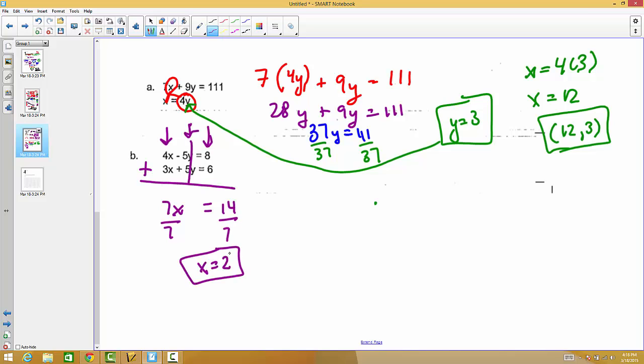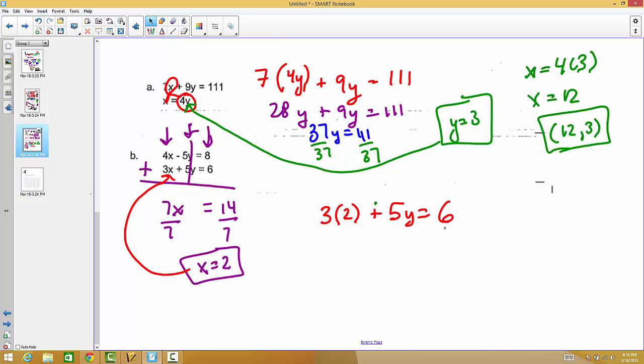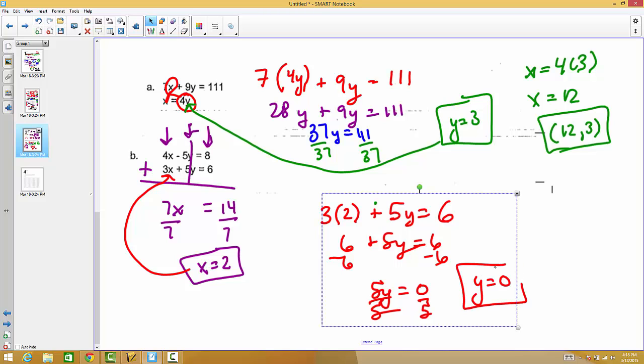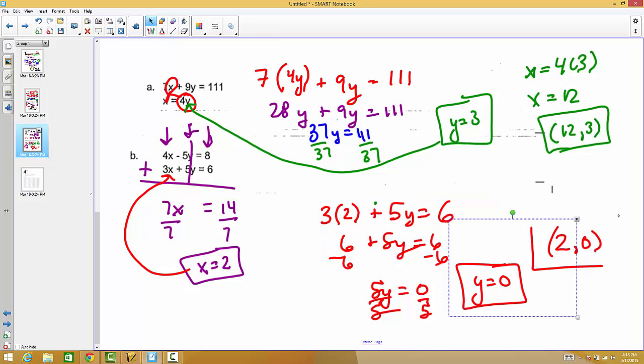And then once you have your x, you need to go back in and solve for y. To me, the bottom one looks easier just because there's no minuses, so there's no chance in messing up a negative. 3, and then instead of x, you're substituting the 2, plus 5y equals 6. So 6 plus 5y equals 6, and then you are going to subtract 6. So 5y is 0, and then you are going to divide by 5 to get the numbers together. So y equals 0. 0 divided by anything is 0. So your ordered pair solution is 2, 0.